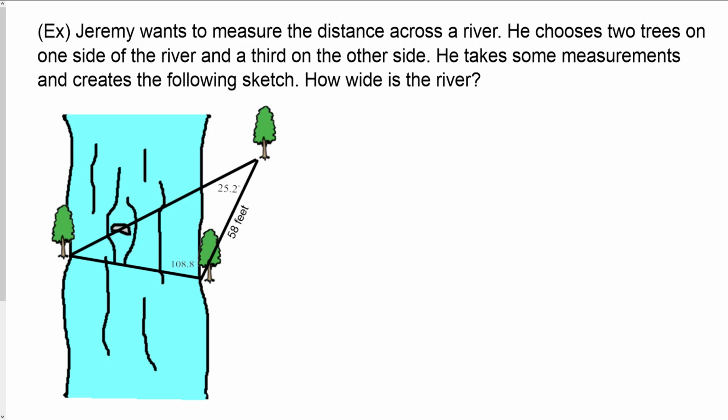The next example, Jeremy wants to measure the distance across a river. He chooses 2 trees on one side of the river and a third on the other side. He takes some measurements and creates the following sketch. How wide is the river?